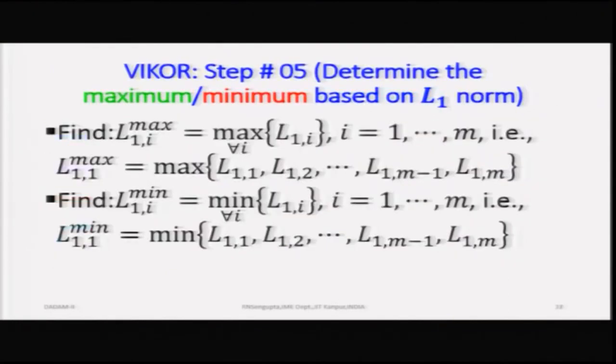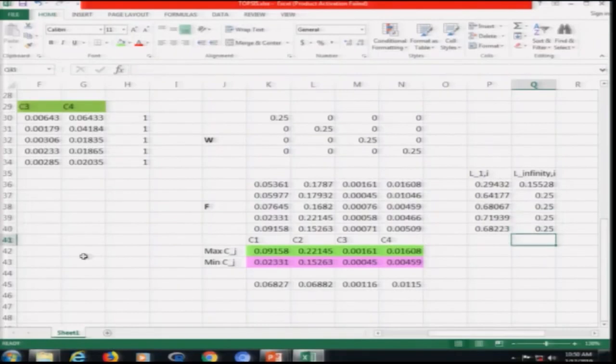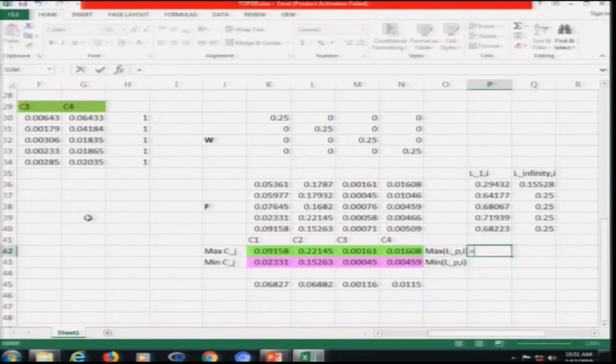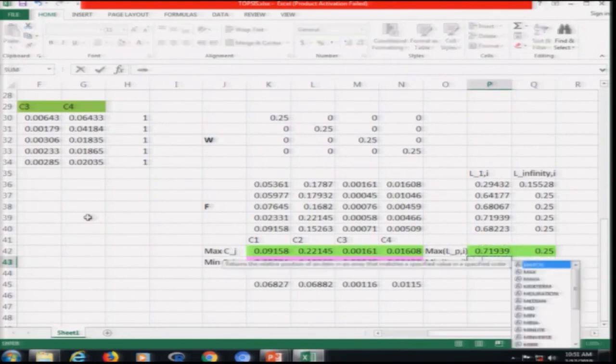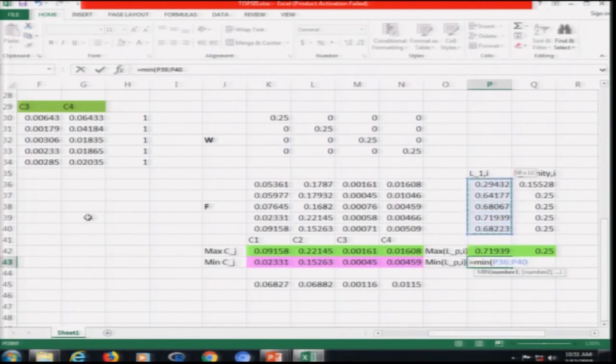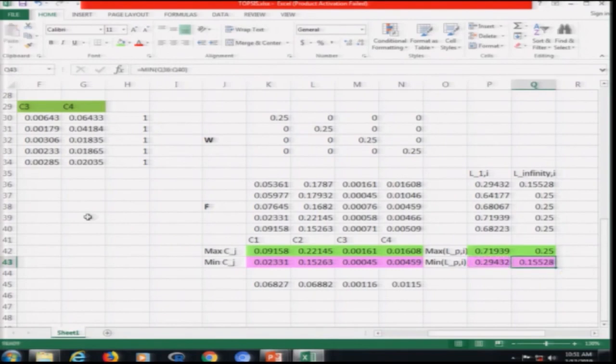Now, once I have that, I would try to find out the maximum and the minimum of this, and I'll tell you why. So, let me write down max of L1, I. I'll write it as max value, so it will be easy. I'll put it as P, I'll put it as min for P, and then I find out the max. This means L1i, and I find out the min. Similarly, find out the, so these are the values.